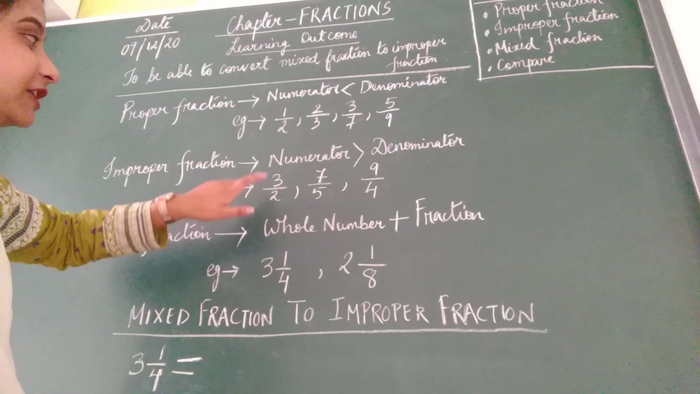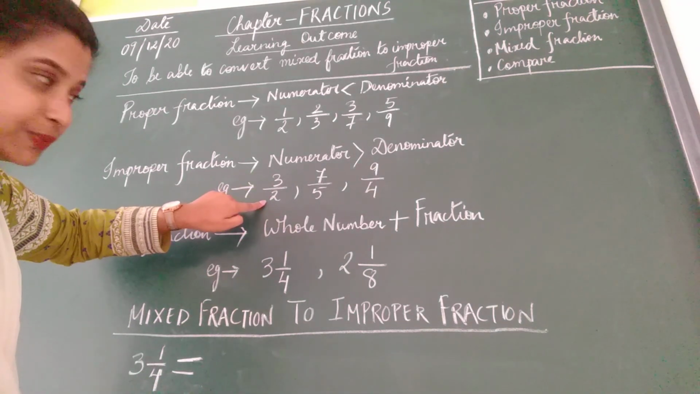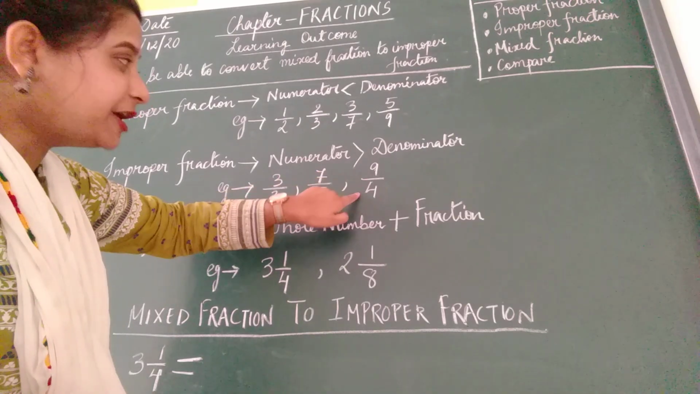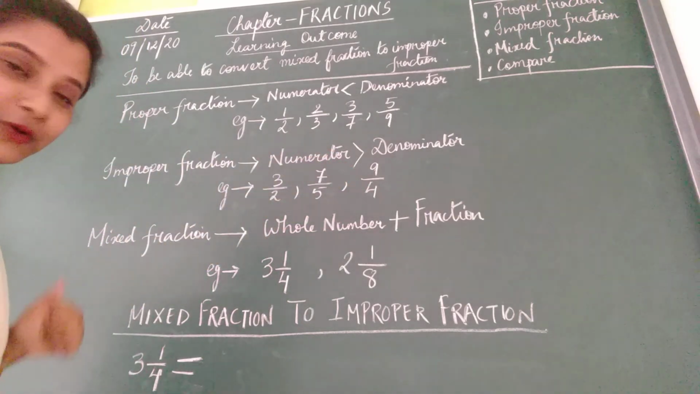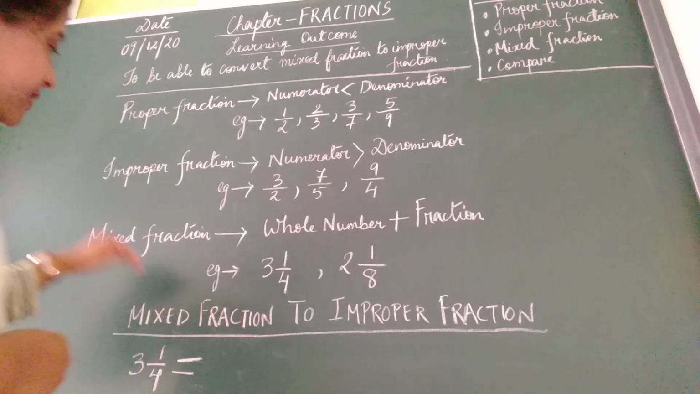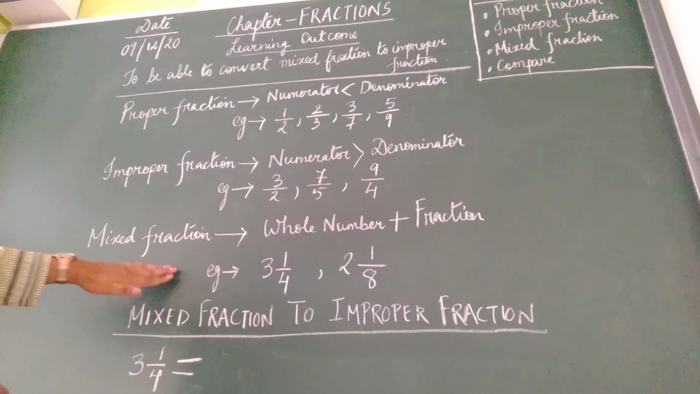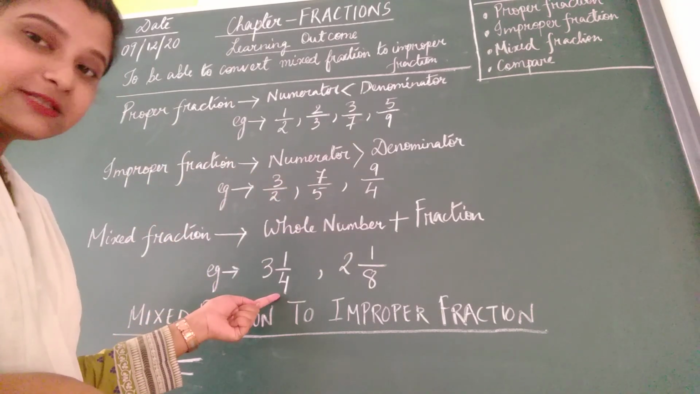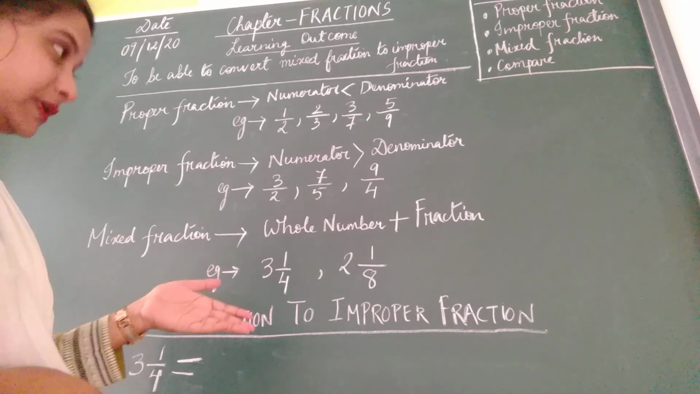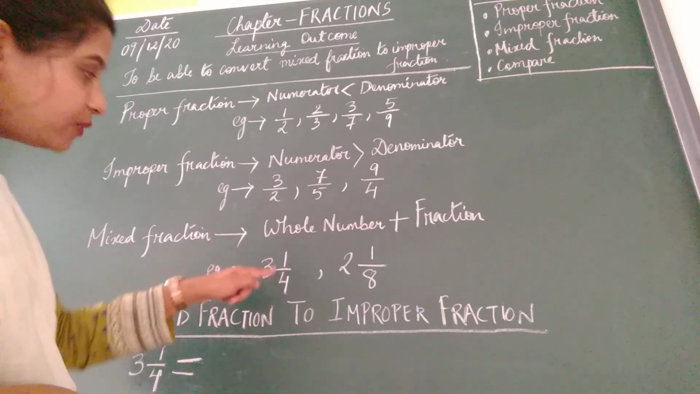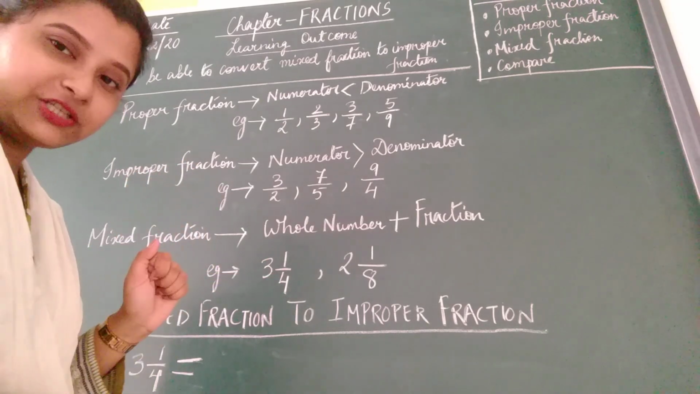The examples are 3 by 2, 3 is greater than 2, 7 by 5, 7 is greater than 5 and 9 by 4, 9 is greater than 4. Now we have another fraction called the mixed fraction, where we write the whole number and the fraction together. It is a combination of whole number and a fraction, that is 3 which is a whole number and 1 by 4 which is a fraction.